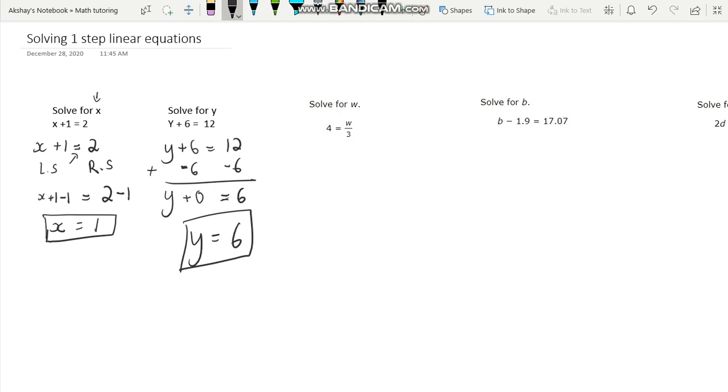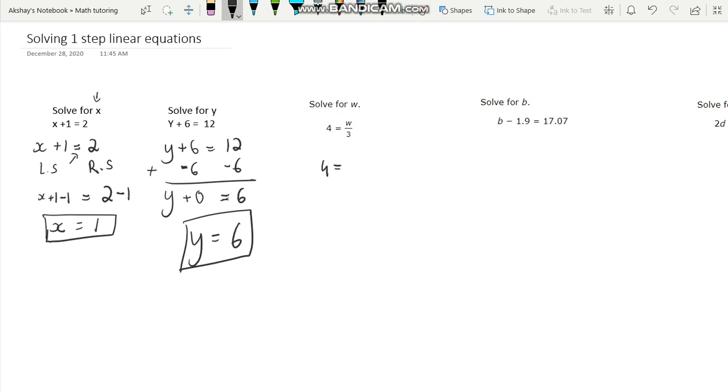I subtract 6 from my left-hand side to isolate my y, and I also have to do that to my right-hand side. Whatever I do to my left-hand side to isolate my variable, I also have to subtract that same number from my right-hand side.